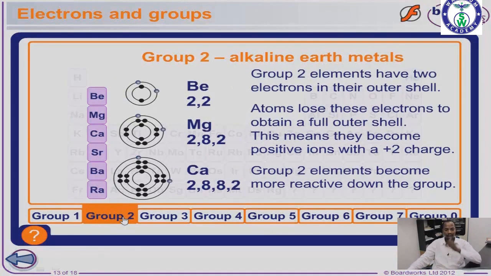Now let's take a look at elements in group 2. For elements in group 2, the number of electrons in the outer shell will continue to end with 2: 2,2, 2,8,2, 2,8,8,2, like that. They continue to end with 2 for elements in group 2 in the periodic table. And these elements are beryllium, magnesium, calcium, and so on and so forth.